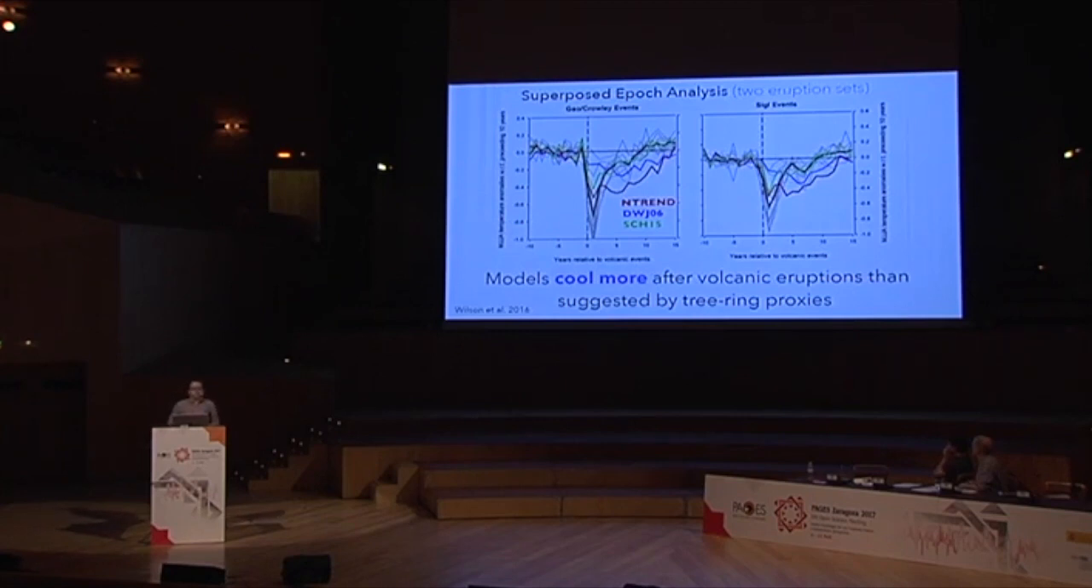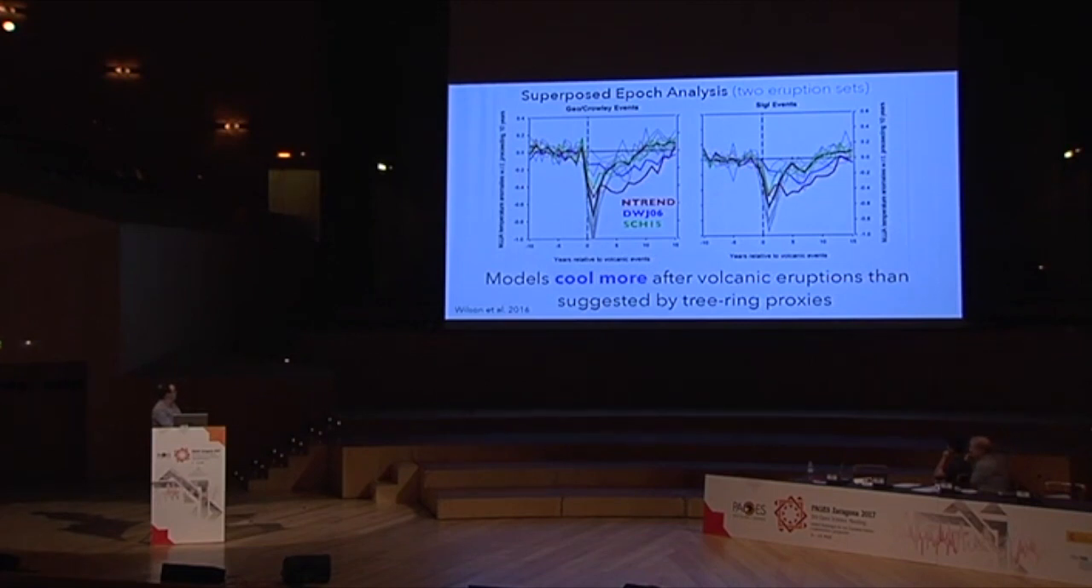Now, what about this idea that perhaps models overestimate the cooling associated with volcanic eruptions? This is from Wilson et al., Rob Wilson et al.'s paper. You're looking at our hemisphere reconstruction there in red, an earlier reconstruction in the blue, and Lea Schneider's tree-ring density reconstruction in the green, for two sets of volcanic events.